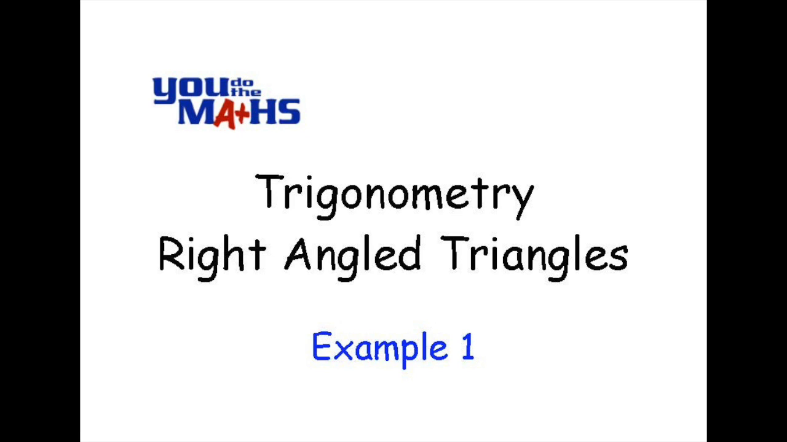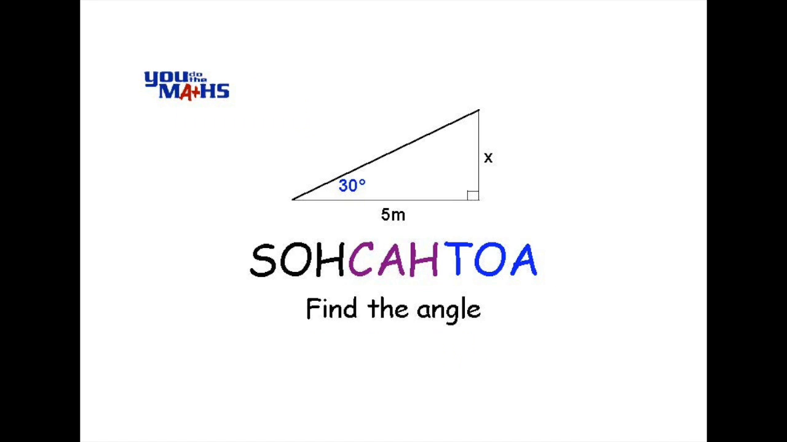In example 1, our aim is to find the unknown side called x. You can see the diagram here, and what we need to do initially is identify which trig ratio we're going to use. Is it sine, cosine or tangent? The initials written in capital letters help us find out which trig ratio to use. It could be sine, which is opposite over hypotenuse, cosine, which is adjacent over hypotenuse, or it could be tangent, which is opposite over adjacent.